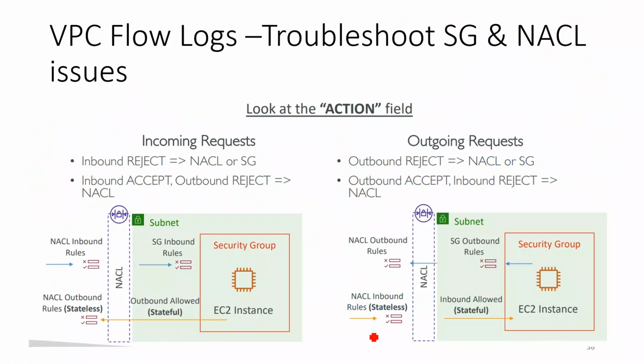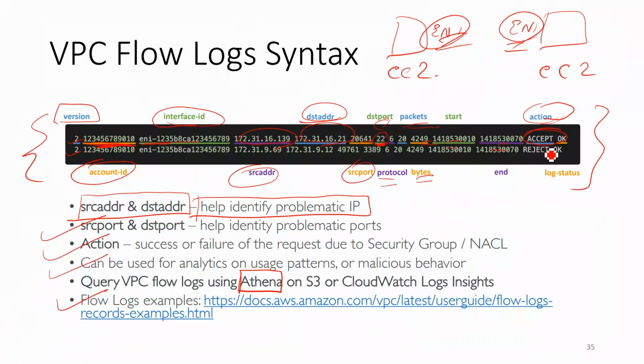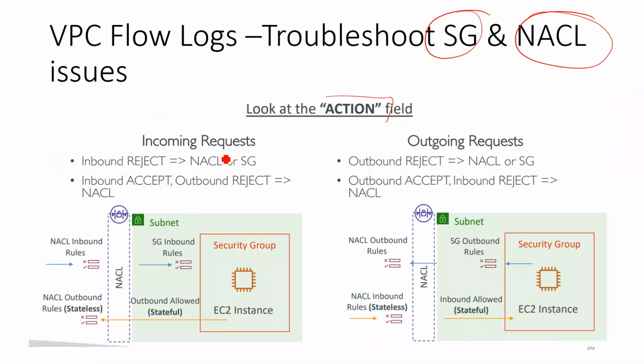So this is a scenario where you troubleshoot security group and NACL issues. You have to look at the action field. We saw this action field over here, right? What is the action, is it rejected or is it accepted? So that is the action field. You have to look at the action field.